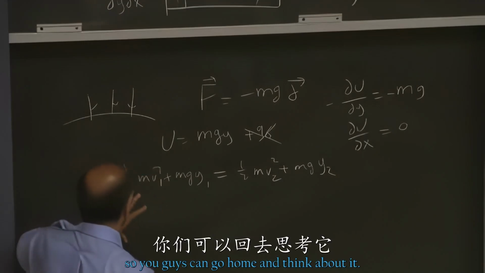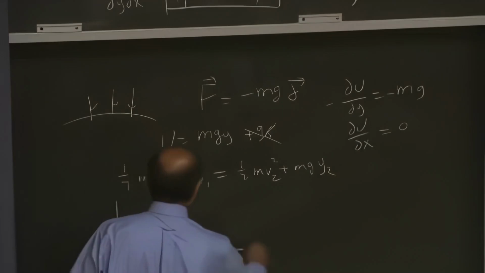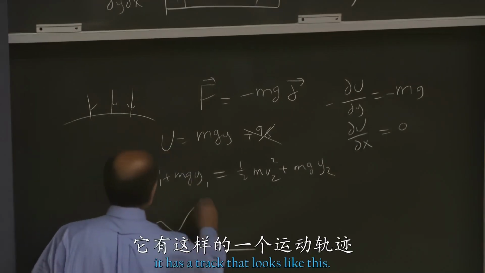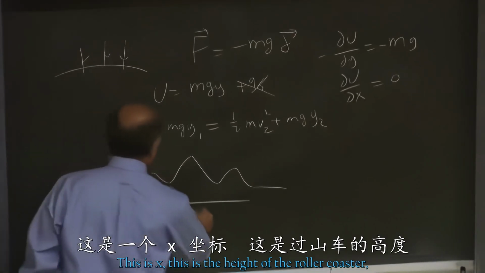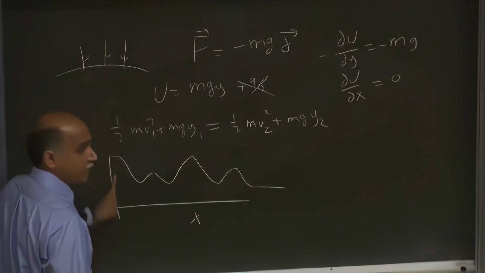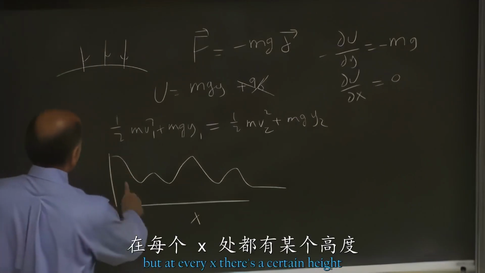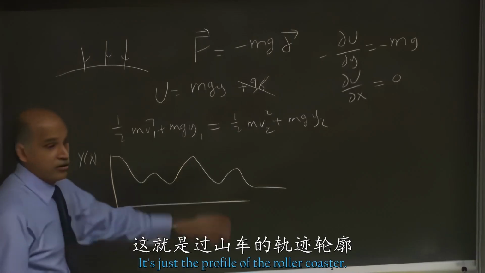So I'll give you a final example so you guys can go home and think about it. That is a roller coaster. So here's a roller coaster. It has a track that looks like this. This is x. This is the height of the roller coaster. But at every x, there's a certain height, so y is a function of x. And it looks like this. It's just the profile of the roller coaster.